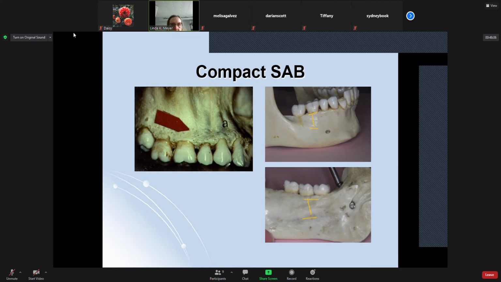And here in the maxilla, this is compact bone. You may see little perforations here, but that's where some blood vessels and nerves come out of little foramina. It's still compact bone.